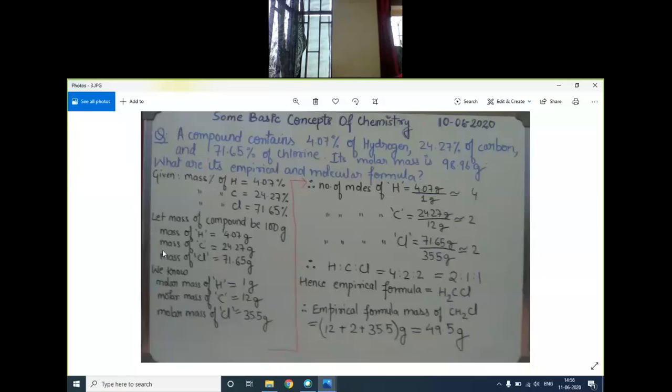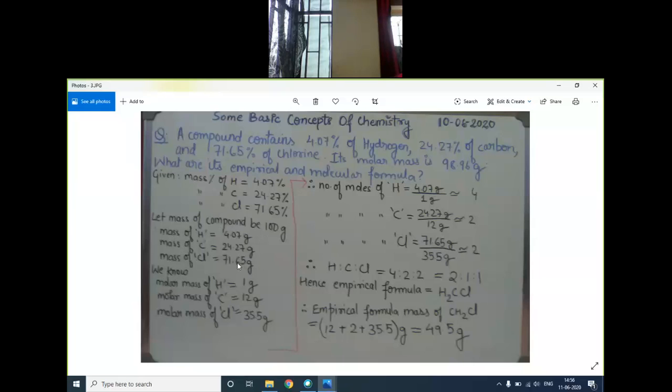So what is this mass? This is the given mass, because we are going to calculate the number of moles. So in the calculation of number of moles, we have to use the given mass. Given mass because it is given in the question. It is not the molar mass or the molecular mass. So this is the given mass.